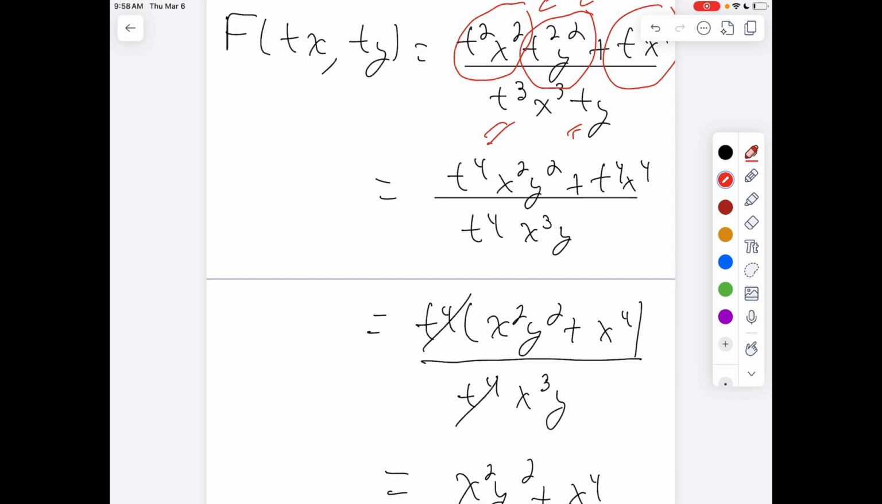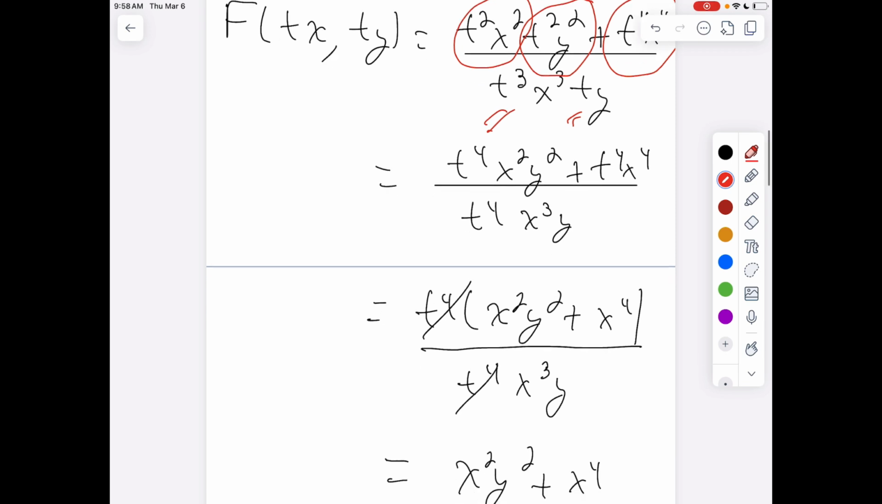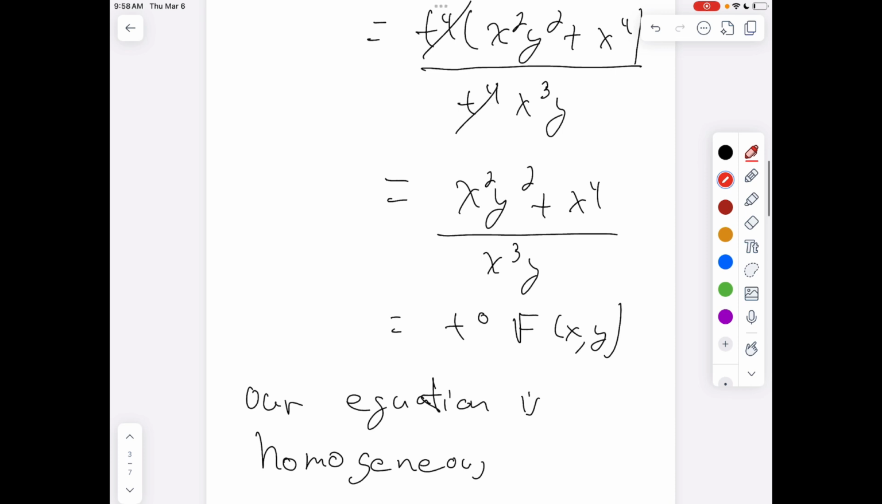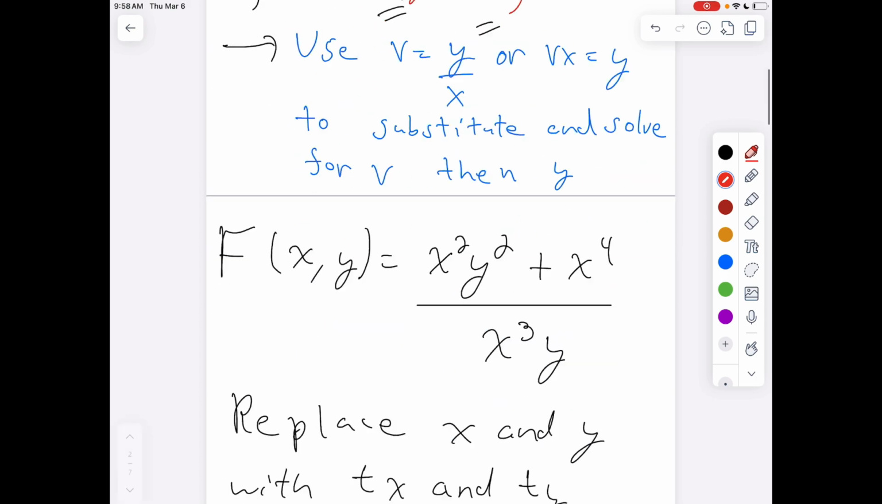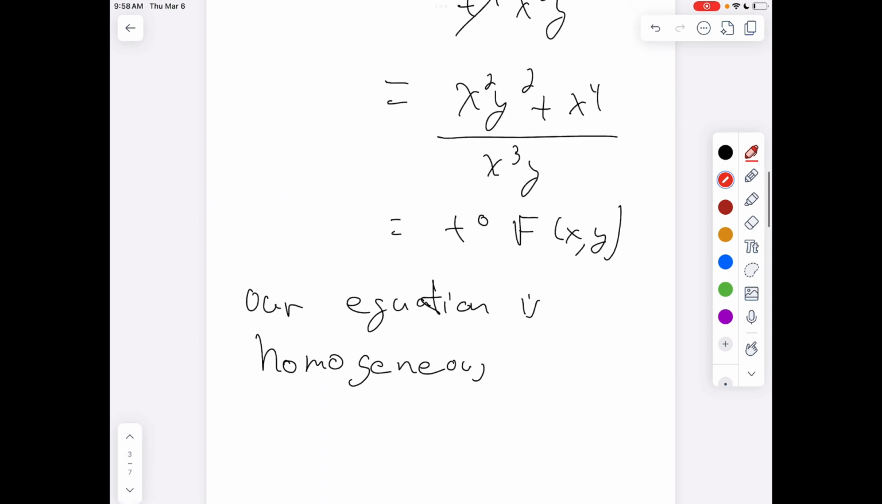You can factor a t to the fourth out of both the numerator and denominator, which cancels. You have basically the original F of x, y, or t to the 0 times F of x, y. So the exponent n we were speaking about is 0, in the check for whether it's homogeneous. Basically, you get the same function times some power of t. So our equation is homogeneous.